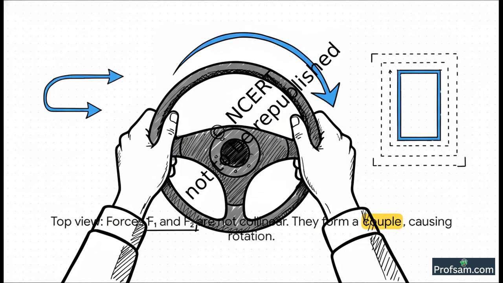But now let's look at the loop from the top. You can see that F1 and F2 are not acting along the same line. This pair of separated opposing forces is what we call a couple. It's just like turning a steering wheel with both hands. One hand pushes up and the other pulls down. This couple is what produces the turning effect, the torque.